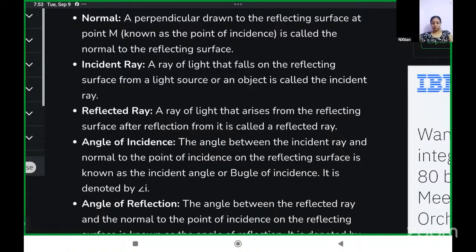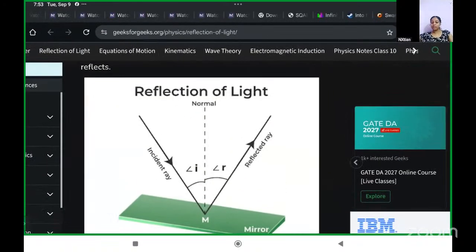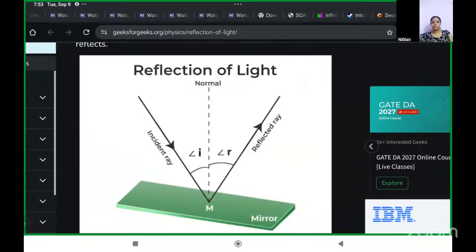Ma'am, can you go up for 1 second? I think I made a mistake in the diagram. Abraham, you also have to draw this diagram, reflection of light. It mentions all the components: the incident ray, the normal, reflected ray, angle of incidence, angle of reflection, and medium.